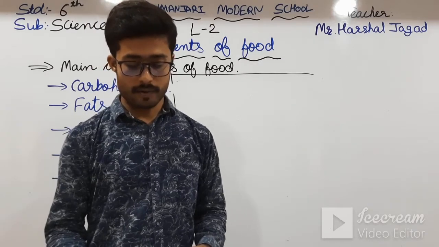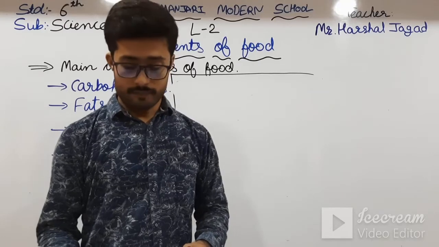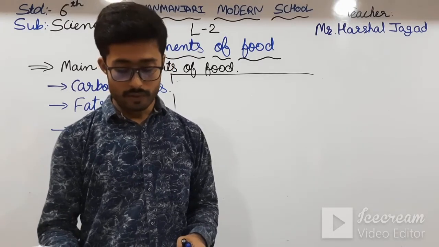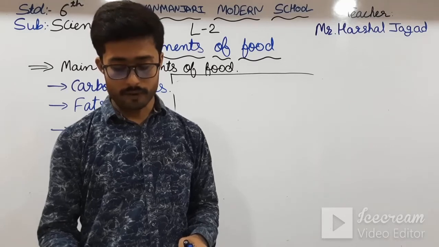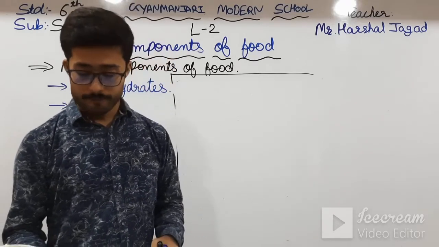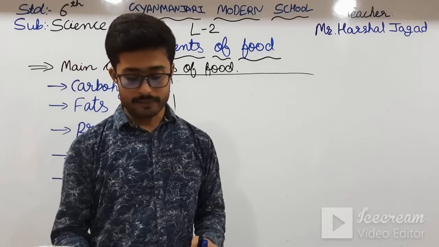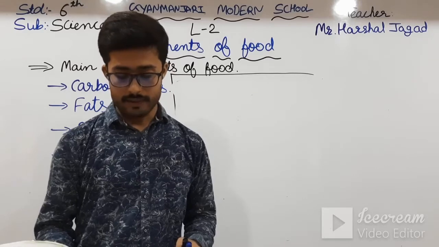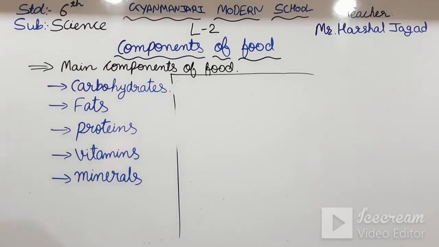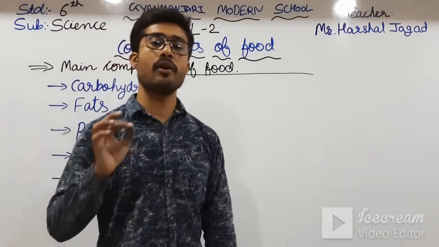Crush a small amount of the food sample and add it to the test tube. Add some water to the test tube and shake it. Let the test tube cool. Then add a few drops of dilute iodine solution to it. See here. The observation: the food sample turns blue-black, which means the presence of starch. If there is no color change, it means starch is not present in your food.